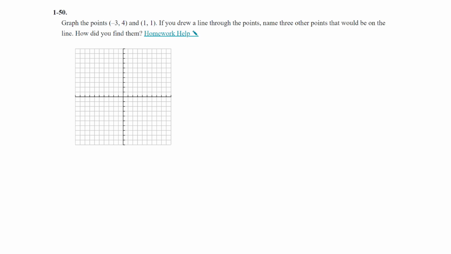Question 50. Graph the points (-3, 4) and (1, 1). If you drew a line through the points, name 3 other points that would be on the line. How did you find them? Let's start by plotting the points. So here's your x-axis and your y-axis. Negative 3 is right here. Positive 4 is here. So we go left 3, up 4. And then (1, 1). You go over 1, up 1. So there's the point (1, 1).